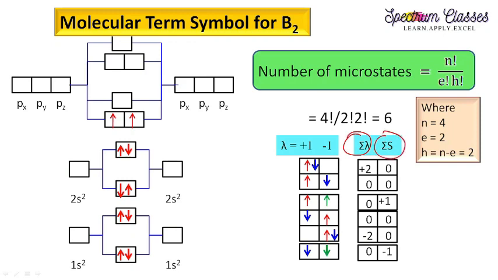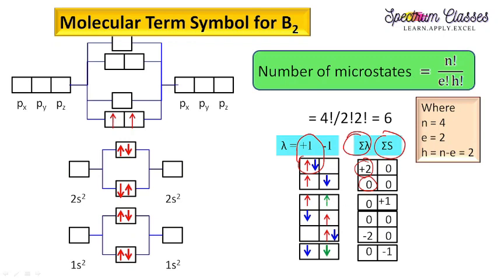and sum of the spins. So lambda, how are we going to calculate it? Both the electrons are in my +1 state. So +1 for one electron and +1 for the second electron. In this manner I get +2. +1 for one electron and -1 for the other electron, I will get 0.